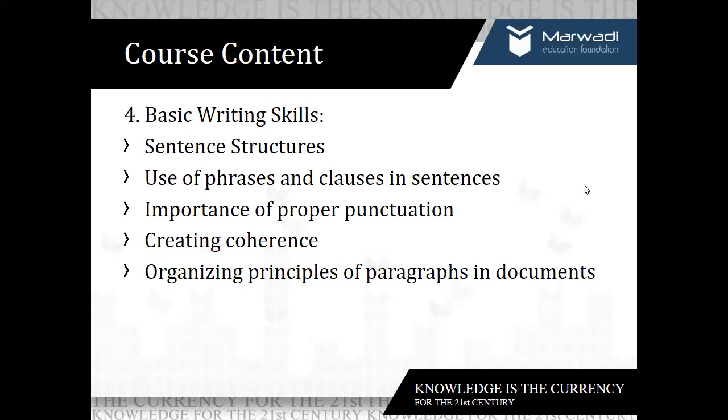Then organizing principles of paragraphs in documents. So it's about essay writing. We'll learn that internationally how paragraphs are developed, how they are written, how they are evaluated, what is the way of writing. We will learn about those things, and I'll show you those things one by one when we talk about them. Fine. Okay. So that is unit number 4.